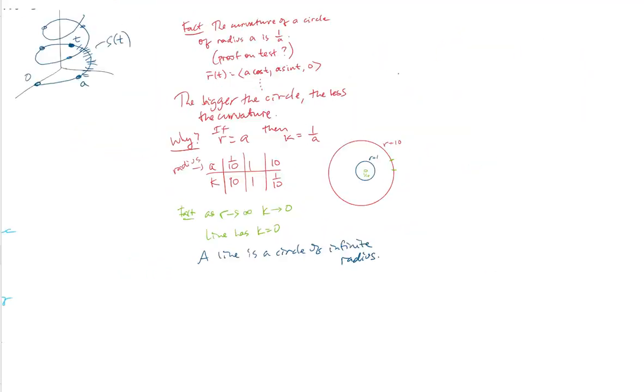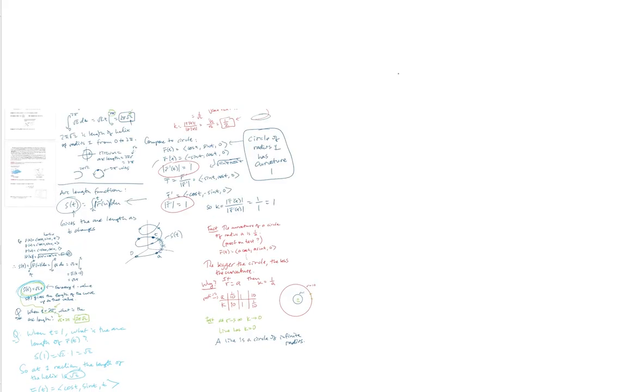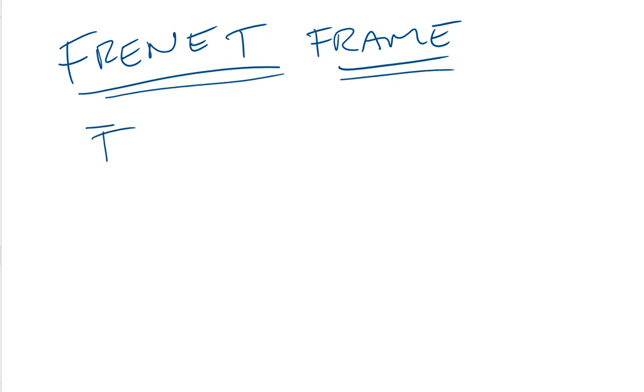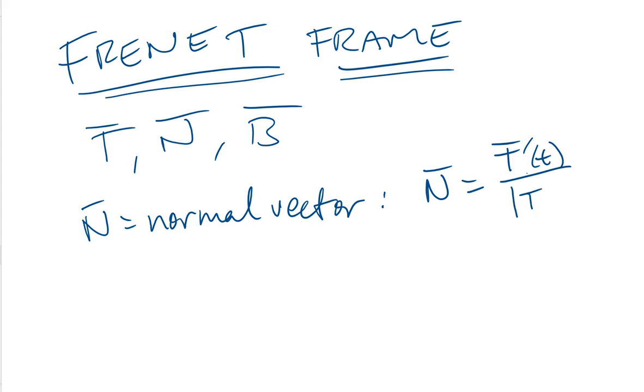All right, so the next topic is the frame. Actually, it's called a Frenet frame, so this is that TNB I was talking about. We're going to define two new vectors. N is going to be the normal vector, defined as the derivative of T divided by its length. And then B is going to be T cross N.